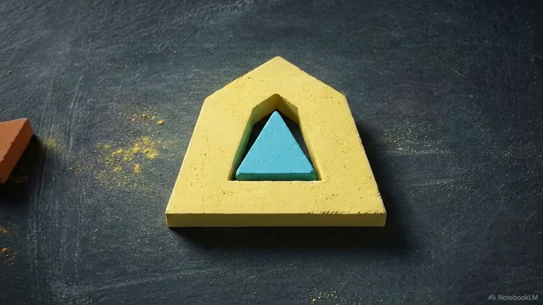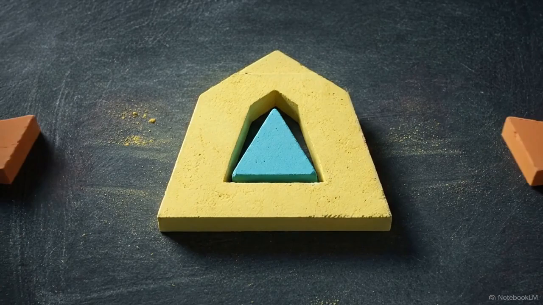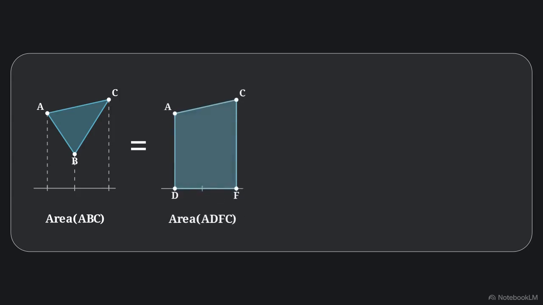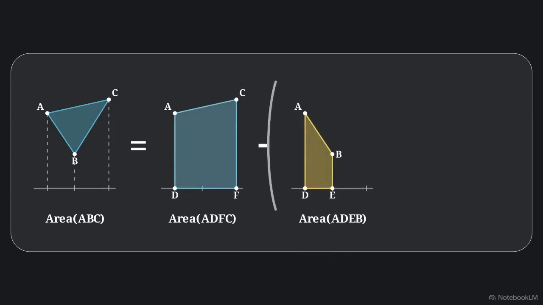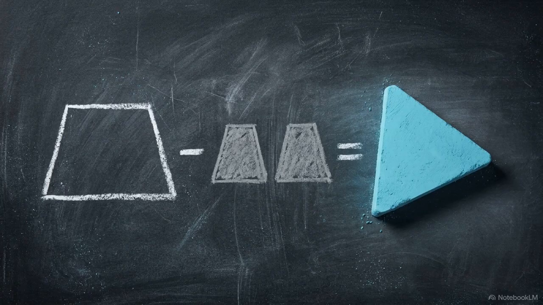To find the area of the triangle, we simply calculate the total overarching area and subtract the excess from both sides. We can write this as a structural equation, starting with the area of the large trapezium ADFC. We subtract the area of the left side trapezium, ADEB. Then we subtract the area of the right side trapezium, BEFC. This geometric subtraction provides the blueprint needed to build a coordinate-based formula.